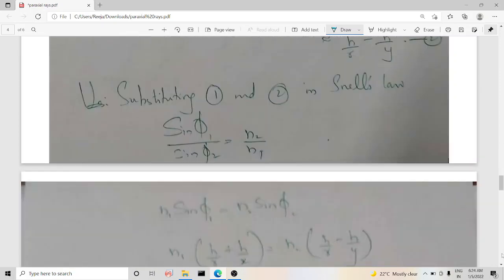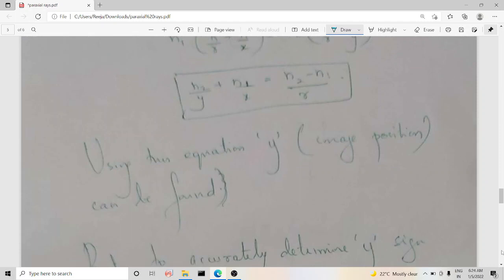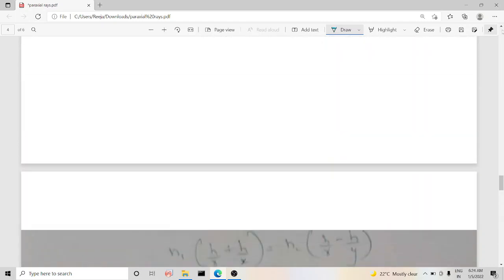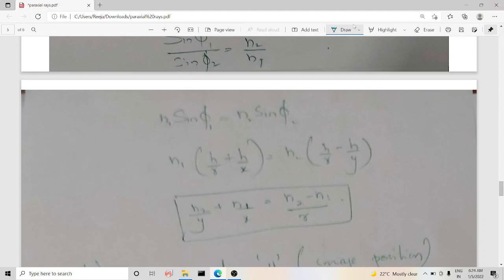Now I substitute these relations in Snell's law. Sin phi 1 by sin phi 2 equal to n2 by n1. So n1 sin phi 1 equal to n2 sin phi 2. I just cross multiply, and in the place of sin phi 1 and sin phi 2, I replace the ratios h by r plus h by x, h by r minus h by y. So when I rearrange, I get n2 by y plus n1 by x is equal to n2 minus n1 by r. Now n1, n2 are known to us, refractive indices of the medium and the lens.